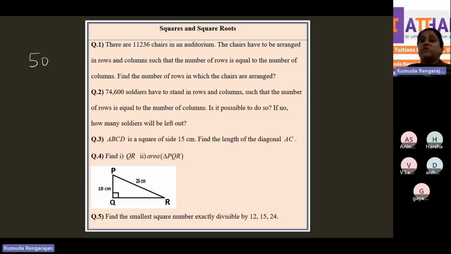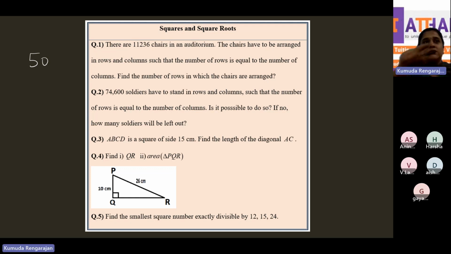If the number of rows and columns are different, supposing 10 rows and 15 columns, then the arrangement will look like a rectangle. But when you have equal number of rows and columns, the arrangement will be like a square. Okay, so now supposing we have 50 chairs, and you want to arrange these chairs in equal number of rows and columns.